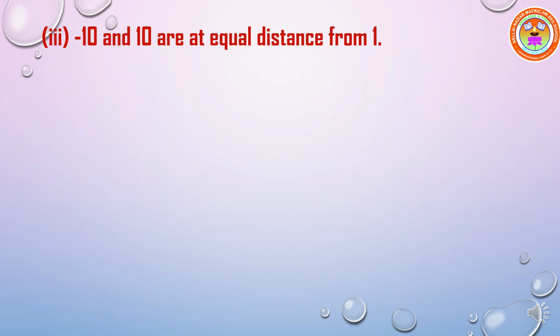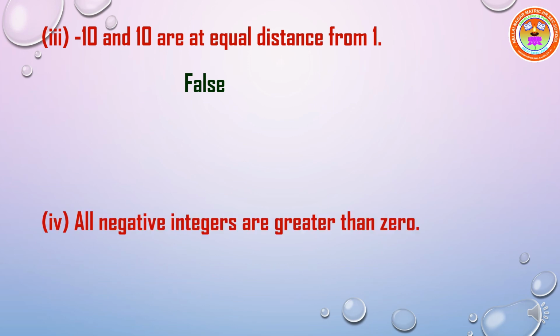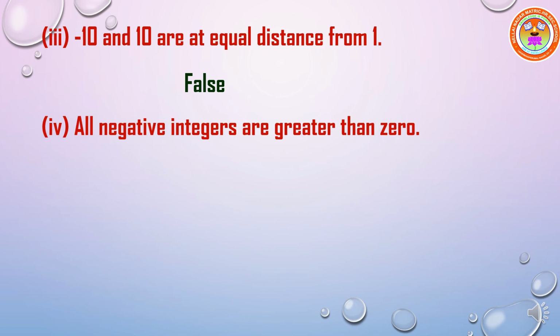Next, subdivision 3. -10 and 10 are at equal distance from 1. Are they at equal distance? No. Yes? So the answer is false. Next, we'll move on to fourth subdivision. All negative integers are greater than 0. Is it? No. So the answer is false.